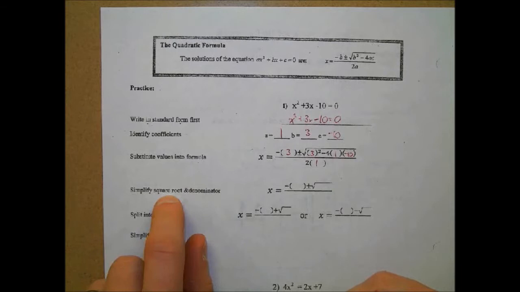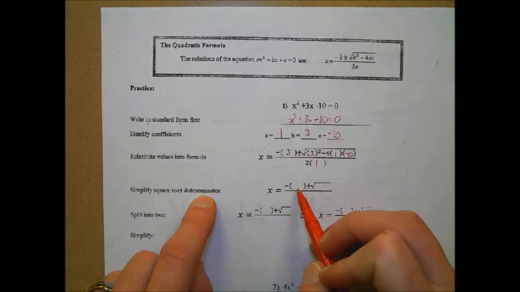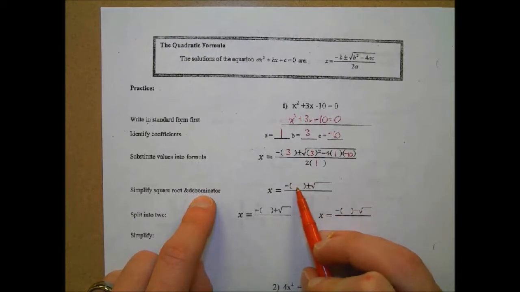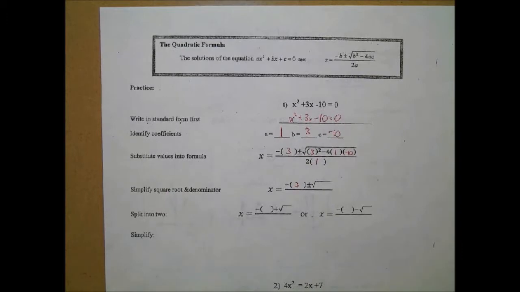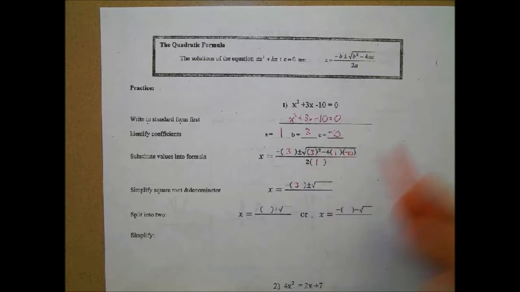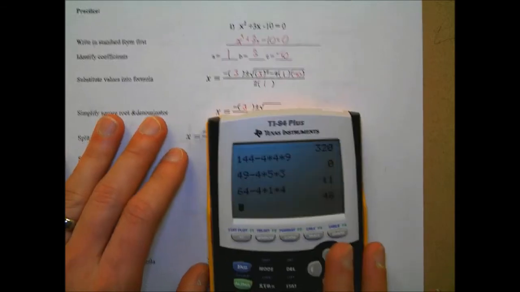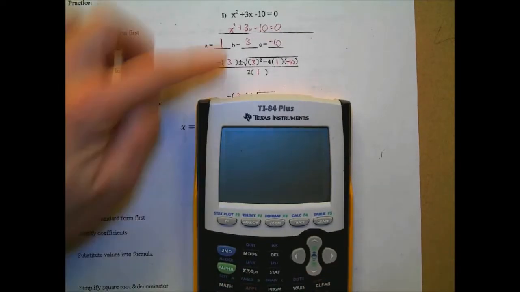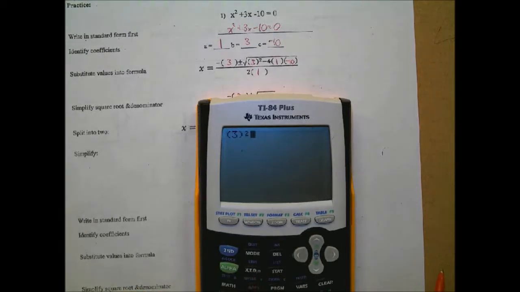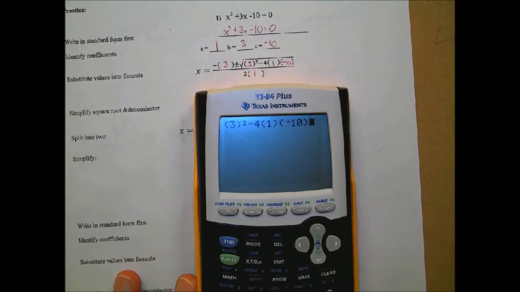Simplify square roots and your denominator. Okay, so what goes in this blank right here? Just 3, right? Still. In here, we're going to simplify this discriminant right here. So I'm going to type this into my calculator. Let me see if I can get this to show up. Okay. So I'm going to type in my discriminant here. 3 squared minus 4 times 1 times negative 10. You see I'm just typing it in like I see underneath the square root. Notice I am not using the square root. No square roots just yet. We're just simplifying what's underneath the square root.